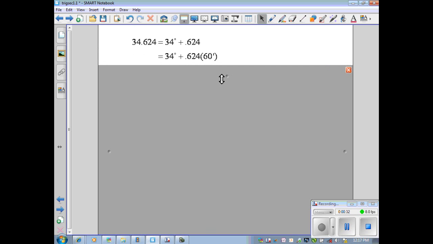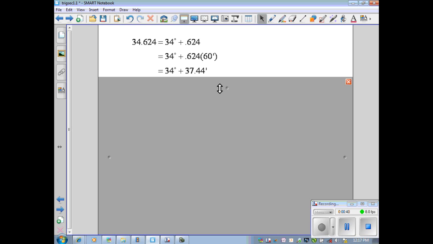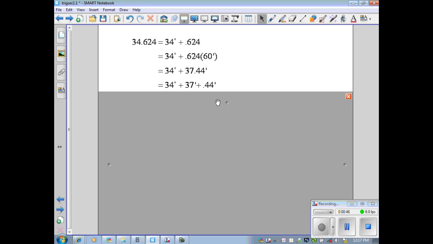Let's start converting. We want to take that decimal and multiply it by 60. That'll convert that into minutes. When we multiply, that's going to give us 34 degrees plus 37.44 minutes. We're going to pull off the whole number, which now gives us 34 degrees plus 37 minutes plus 0.44 minutes.